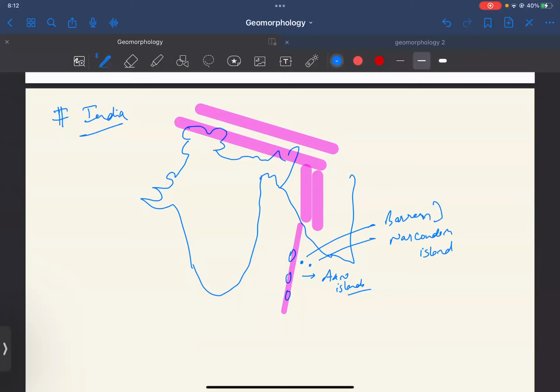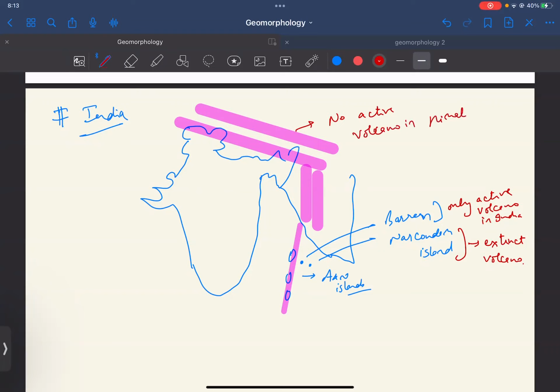So Barren Island has recently become active, right? So it is the only active volcano in India. Right? Narcondam we call basically extinct. But otherwise, we say in India there is no active volcano in the Himalayan region. We'll see the reason when we see continent convergence. Right? Just keep this in mind.